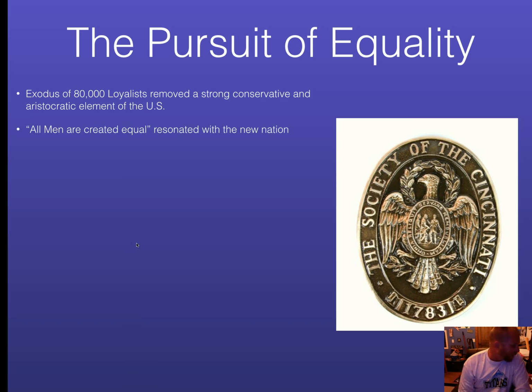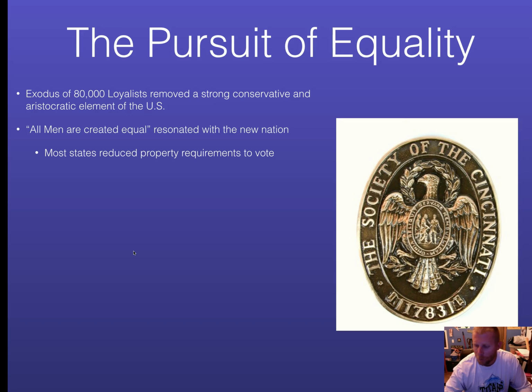All men are created equal. That phrase that Thomas Jefferson wrote in the Declaration of Independence resonated with the new nation. People bought into it and really tried to uphold its principle, contradictorily because there's still slavery in the South, but we'll kind of get to that here in a moment. Most states reduced the property requirements to vote. You could own less and less property and allowed more people to vote. More men were able to participate in government.